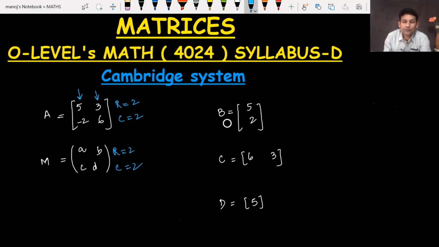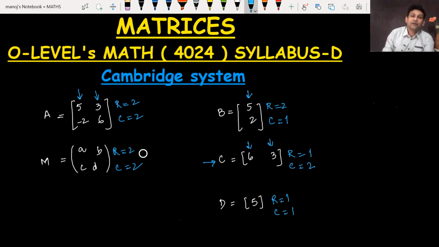And when we observe this B, there is 1 column and there are 2 rows, so we can write the row is 2 and the column is 1. Here the row is just 1, okay, 1, and there are 2 columns here, 2, and here 1 row and 1 column. So basically when we have this type of system, this bracket and the numbers, this is called the matrix with an equal sign and a capital letter.